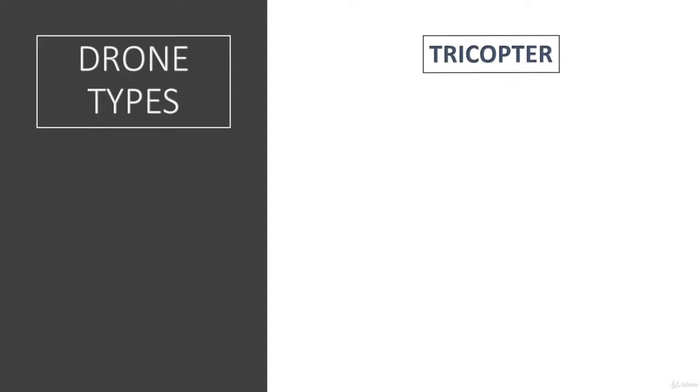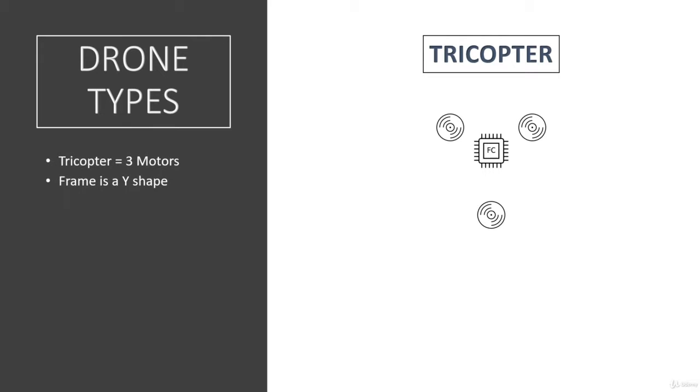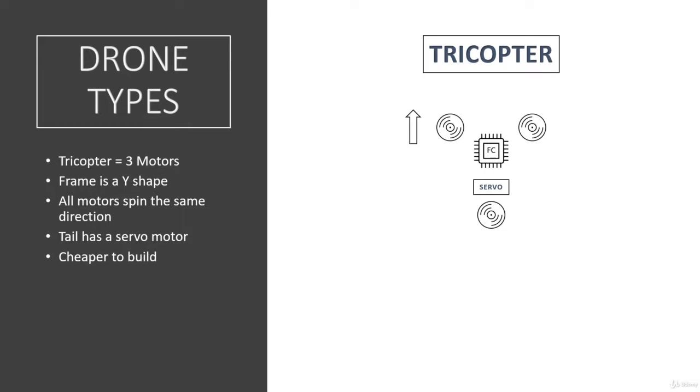Next up, if we take away one motor, we have the Tricopter. It works by using 3 main motors set up in a cool Y-shaped design. All the motors usually spin the same direction. The arrow indicates which direction the aircraft flies when moving forward. The tail also uses an additional servo motor in order to manipulate the direction the aircraft flies. This configuration is slightly cheaper to build since you are only using 3 main motors and all the propellers are the same shape.